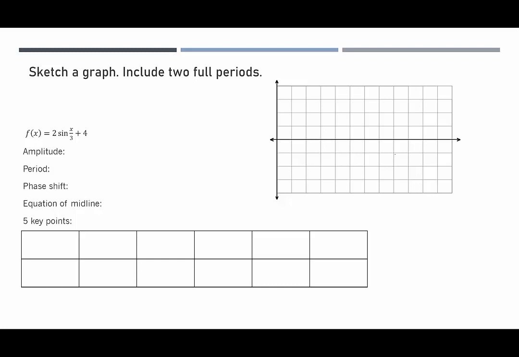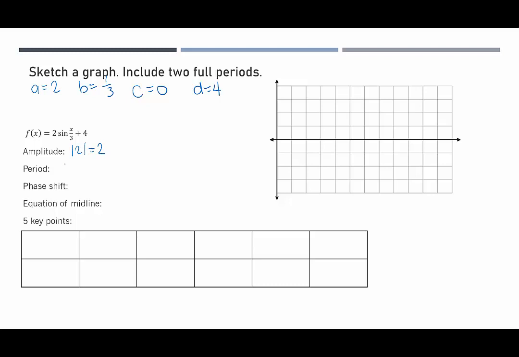Let's label A, B, C, and D. In this case, we have A is equal to 2, B is equal to 1/3, C is equal to 0, that means no phase shift, and D is equal to 4. Okay, let's label everything. So the amplitude, that's the absolute value of 2, which is 2.